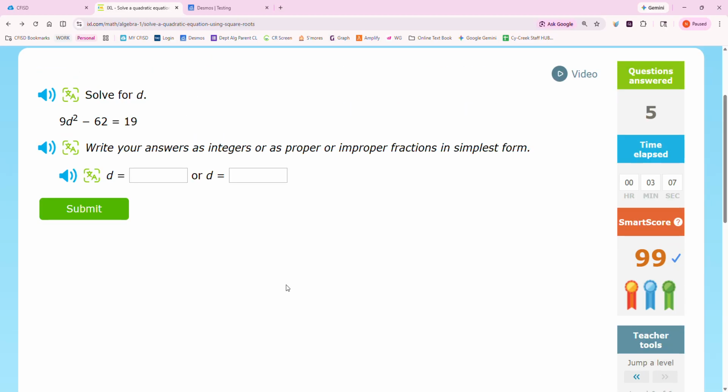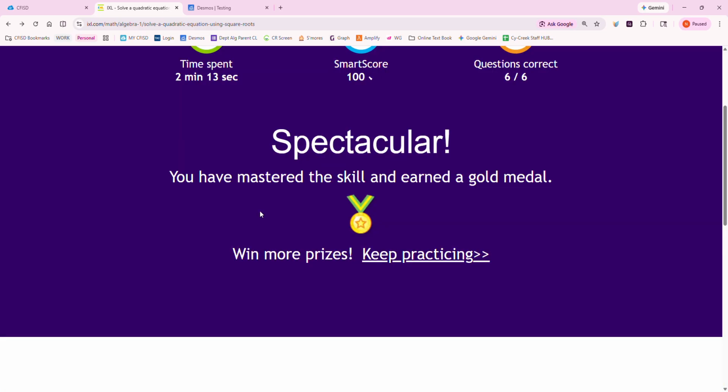I don't know that there's any irrational ones. So that's going to become d squared equals 19 plus 62, which gives me 81. We're going to divide by 9. That gives me d squared equals 9. And then that's going to be minus 3 and positive 3. So that's all you're doing on that one.